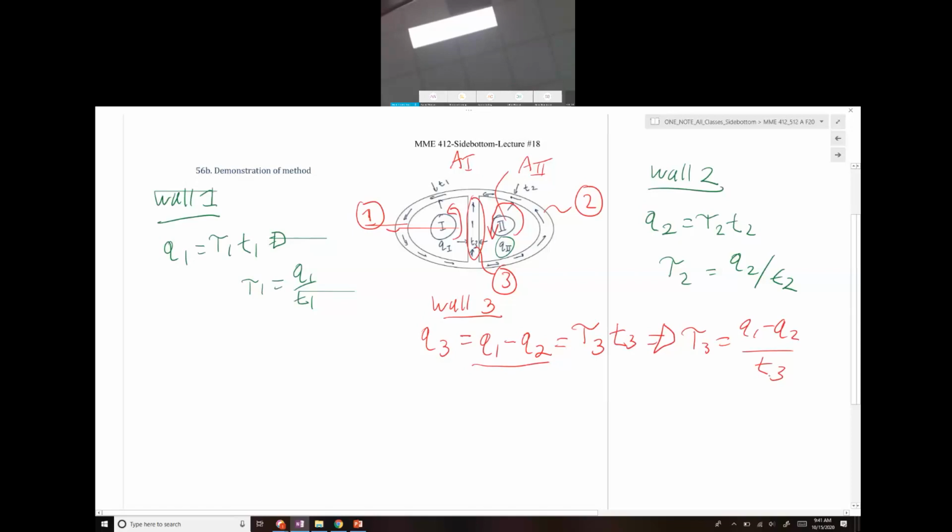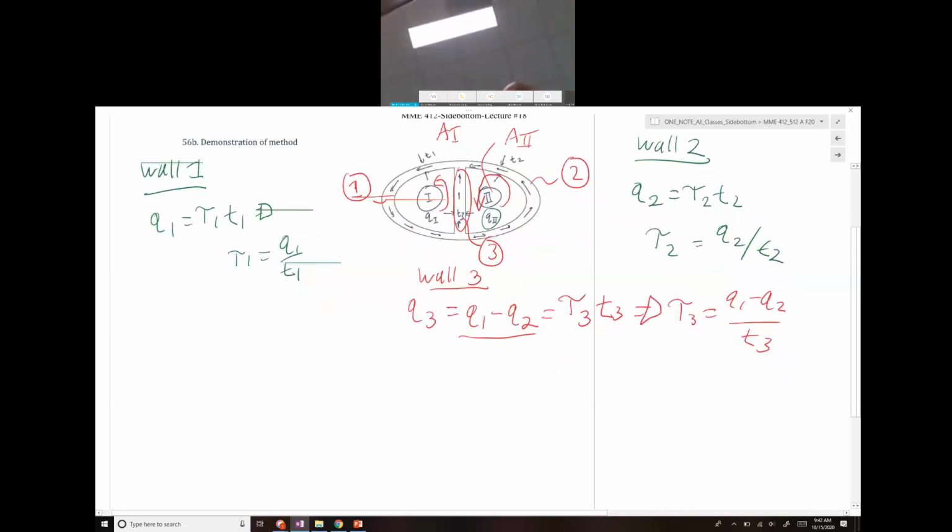So is there any question about how you can calculate the shear stress within a cell if you know the shear flows within each of the cells and the thicknesses? Okay, good.